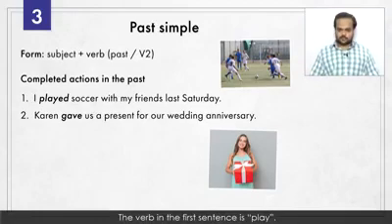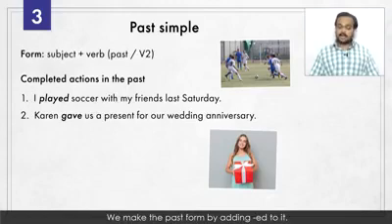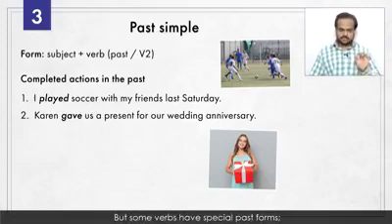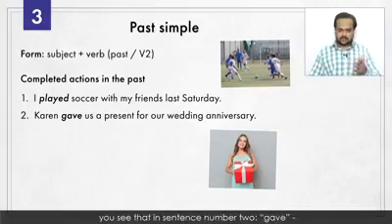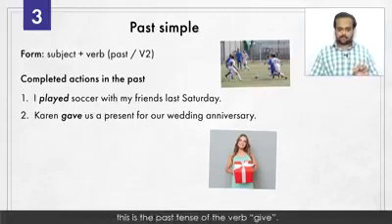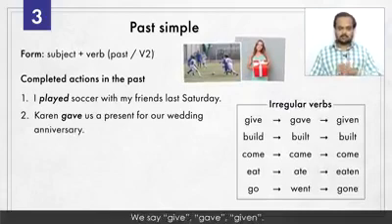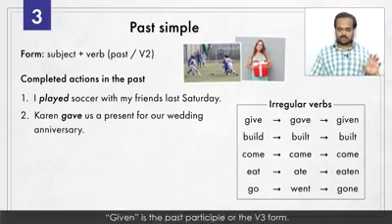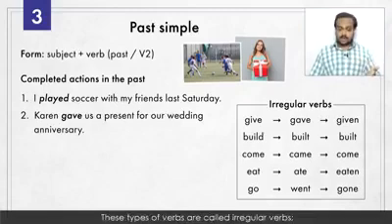The verb in the first sentence is play. We make the past form by adding ed to it. We do this for most verbs. But some verbs have special past forms. You see that in sentence number 2, gave. This is the past tense of the verb give. We say give, gave, given. Given is the past participle or the V3 form. These types of verbs are called irregular verbs.